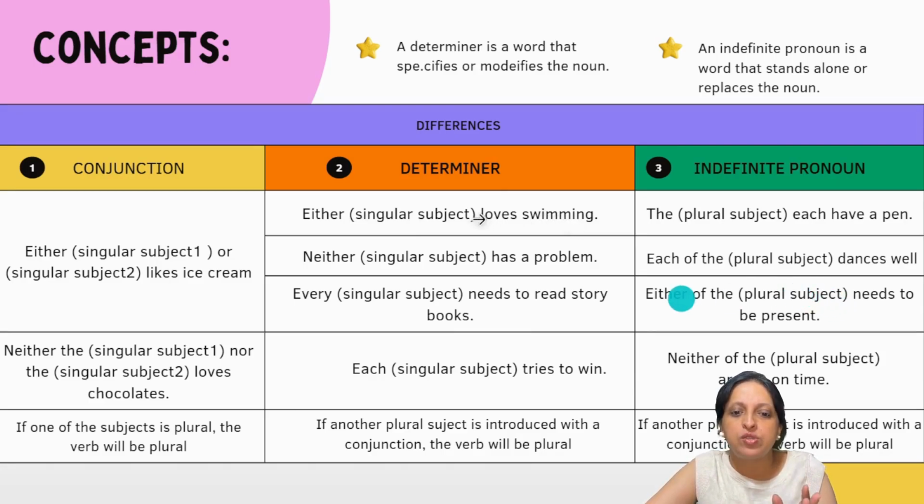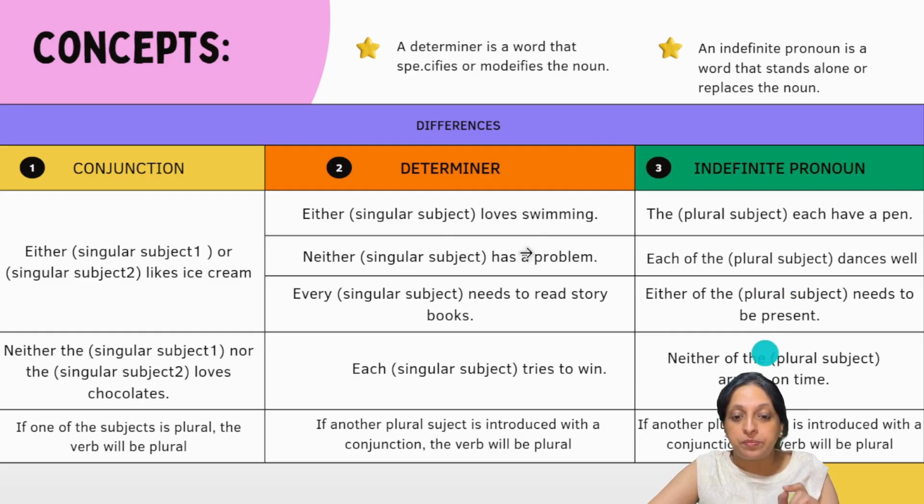Whenever you see "of the" and a subject, this is a prepositional phrase. Just take it out from the sentence and try to understand what the verb will become. So if I remove "of the girls" from here, what will happen? Each dances well. We know each is a singular word and it will always take a singular subject. So when you remove "of the" and the rest of the prepositional phrase, you will understand that each will take a singular verb, even if the subject is plural.